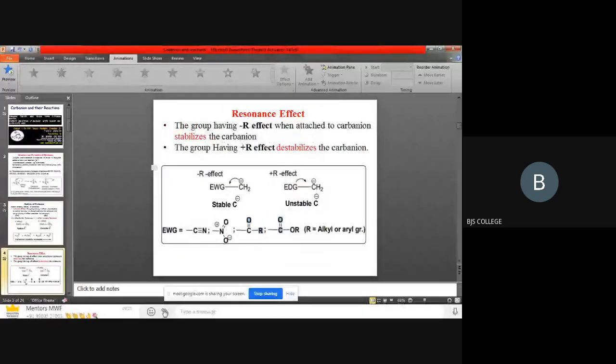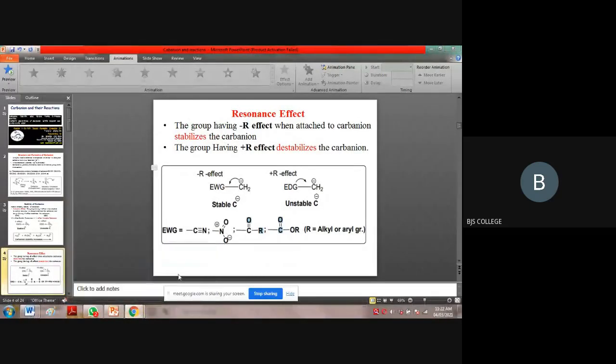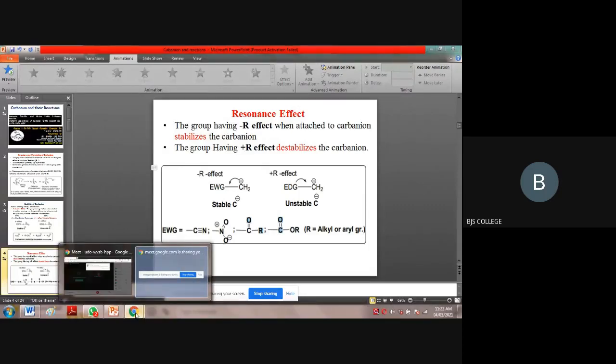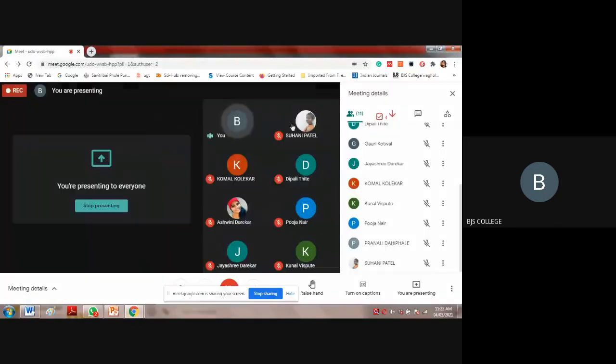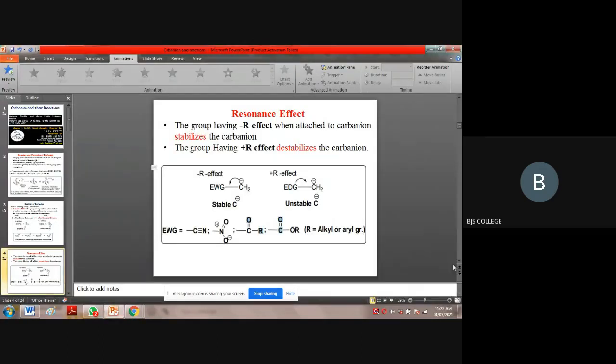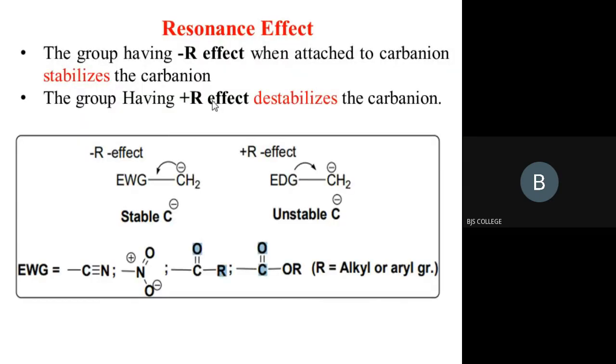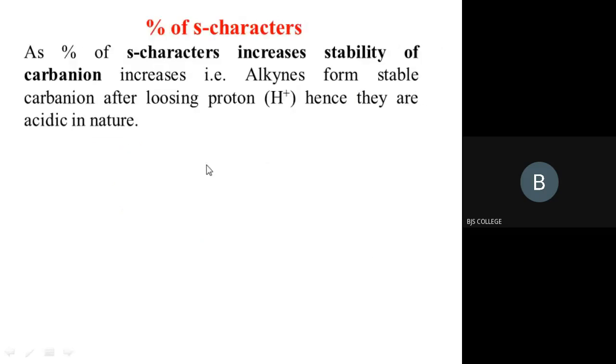So carbanion stability is also decided by the minus R effect as well as the plus R effect. What you'll find is that whenever you have a minus I or minus R effect, that will stabilize the carbanion, whereas a plus I or plus R effect will make the carbanion highly unstable. So this was the second factor which we consider whenever we talk about the stability of a carbanion. Then there is a third factor which will also decide the stability of a carbanion.